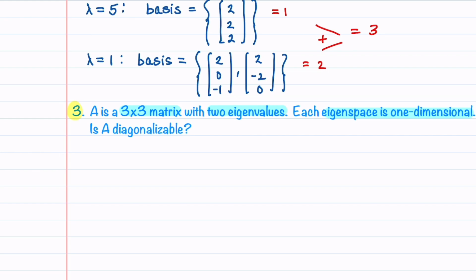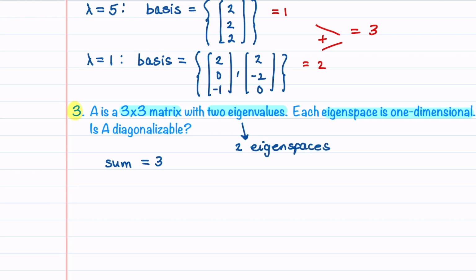If a matrix is diagonalizable, the sum of the dimension of the eigenspaces must equal n, the number of rows and columns of matrix A. Since our matrix in this example is a 3 by 3 matrix, the sum of the dimensions of the eigenspaces must equal 3. In our problem, we have 2 eigenvalues, so that means we're going to have 2 eigenspaces.